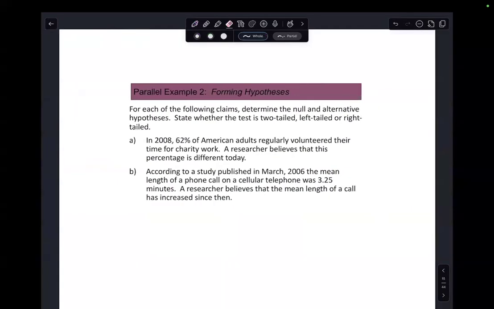All right. According to a study published in March 2006, the mean length of a phone call on a cell phone was 3.25 minutes. A researcher believes it has increased. That's greater than, therefore this is right-tailed. It's a right-tailed test. My null hypothesis is always going to be equal, and it's mean. So mean length of a phone call. So I'm going to use mu equals 3.25.